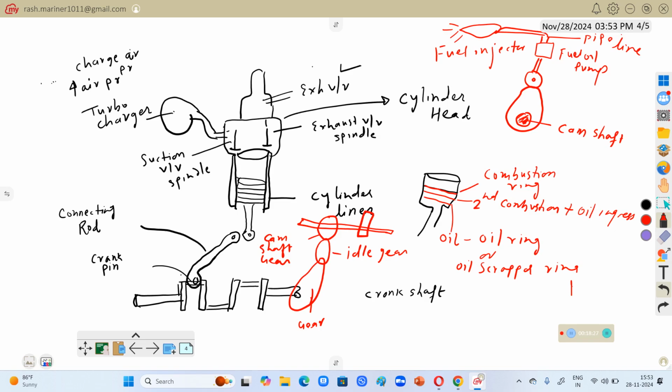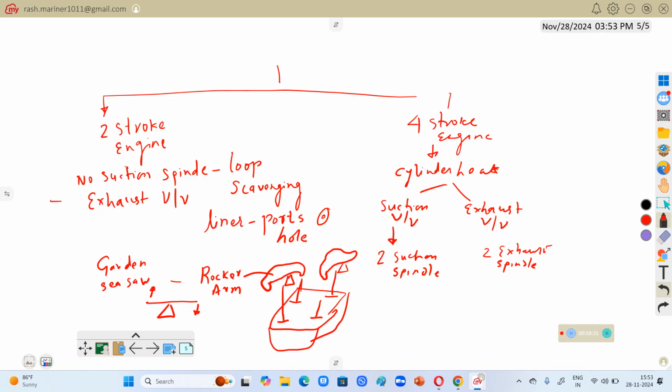Okay, this is the basic for the 2-stroke and 4-stroke. Hope you got it. If you have any questions, you know my mobile number, you can contact me anytime.